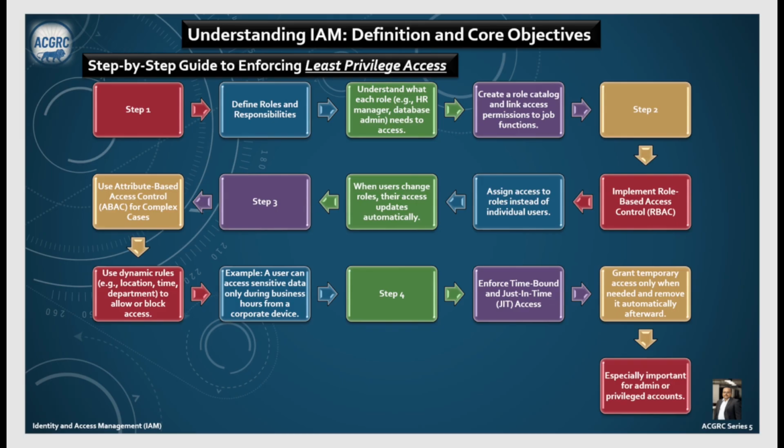Next is use attribute based access control for complex cases. That is using dynamic rules, which could include location, time, department, to allow or block the access. Example, a user can access sensitive data only during business hours from a corporate device. So that's how attribute based access control works.